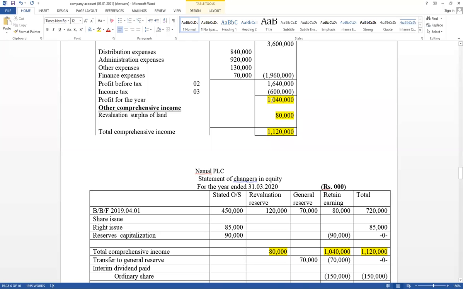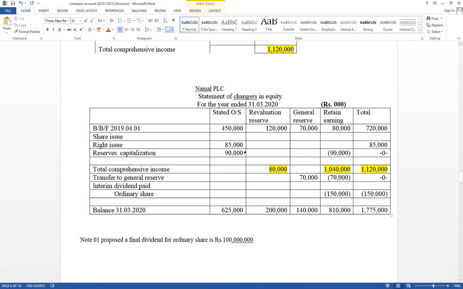This is the net profit. Income tax is also an expense, and we have to disclose it separately. Those cannot be included under administration, distribution, or other expenses. Sometimes general reserves capitalization is given. If general reserves capitalization has been given, it should be deducted from general reserves. But in this example, retained earnings capitalization has been given.